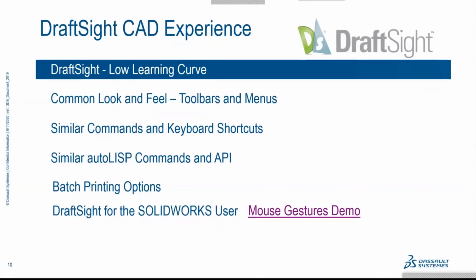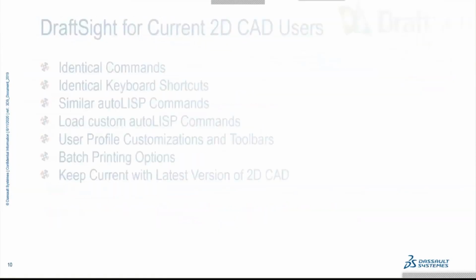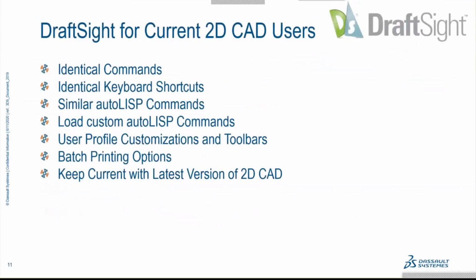Okay, so let's get into some of the similarities. We're going to talk now about DraftSight with current 2D CAD users that are using essentially AutoCAD. We're going to talk about identical commands, keyboard shortcuts, Lisp routines, and how to load them. We're also going to talk about profile customizations, a little bit more about batch printing, and keeping current with the latest version. So let's get in there with this.